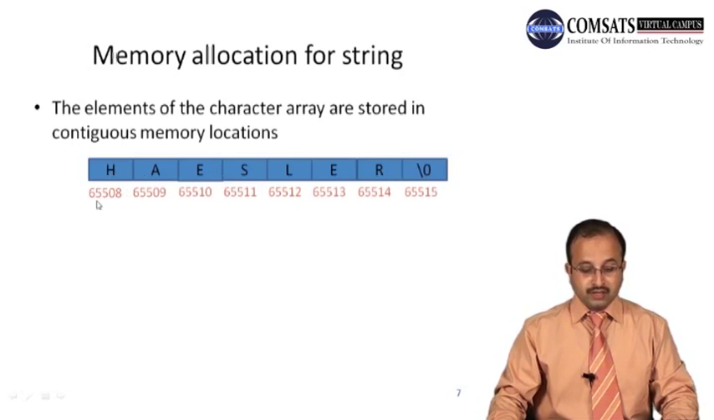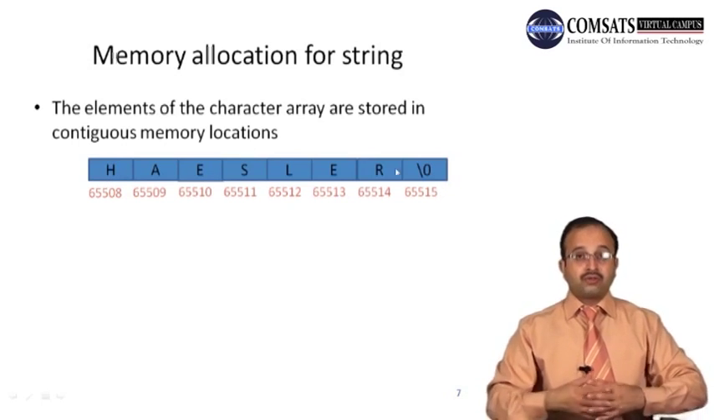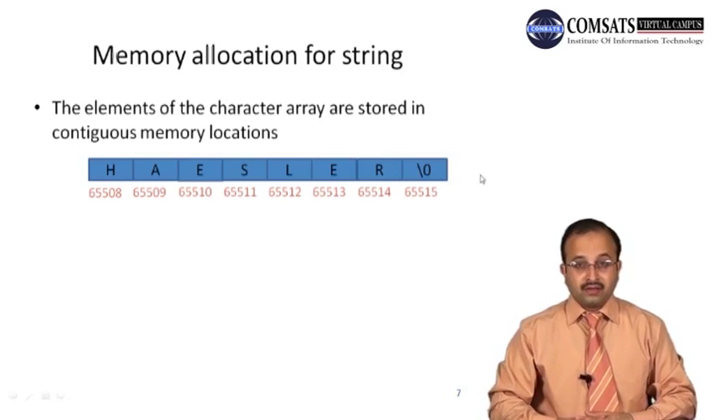So these are the addresses 65508, and the next address is 65509. So this means that this alphabet H takes only 1 byte of memory, right? A string can also contain digits, but these digits are not integers, these are characters from the character set of C, and that is the part of a string that takes only 1 byte of memory, not 4 bytes.